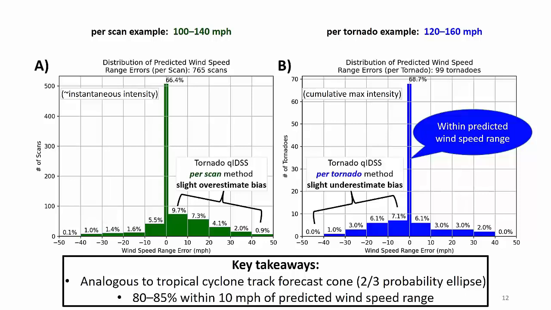So if you had a verifying wind speed at 165, which would be upper end EF3, and you had a predicted of 120 to 160, it would be a 5 mile an hour underestimate, and that would fall in this bin right here. And so you can kind of think of this information in terms of its performance as analogous to tropical cyclone track forecast cones that NHC provides, where they're basically based on a climatology using a 2/3 probability ellipse. And if, again, like I said, you increase the wind speed range, you're going to have even higher, basically 80 to 85% within the wind speed range.